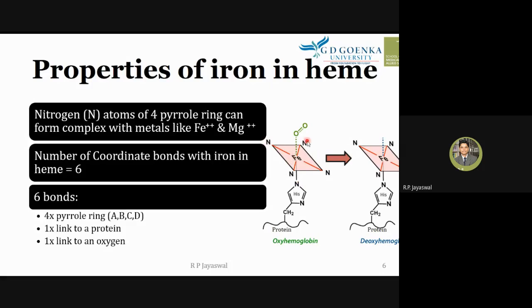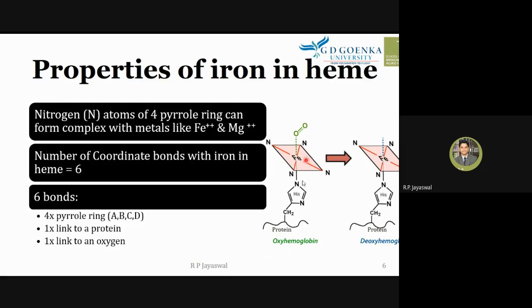4 with the pyrrole ring, and the 5th with the nitrogen of histidine of the globin protein. It can be alpha 1, alpha 2, beta 1, or beta 2. So the protein binds through histidine residues to this iron, and we count the coordinate bonds: 1, 2, 3, 4, and 5th, and lastly oxygen has bound. Now this is called oxyhemoglobin, because the iron has bound to oxygen.